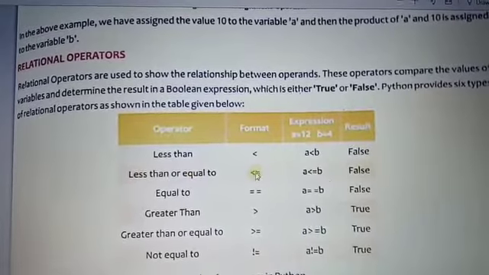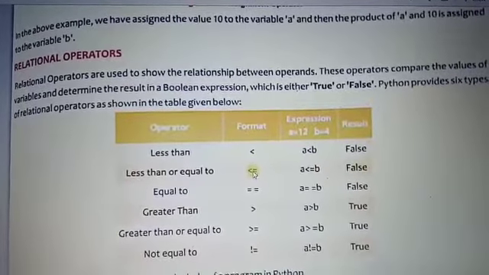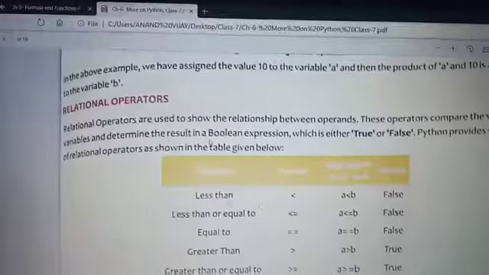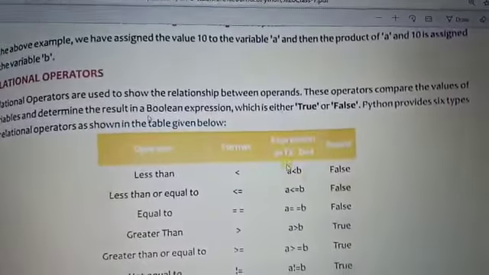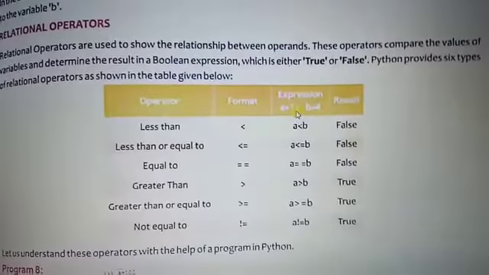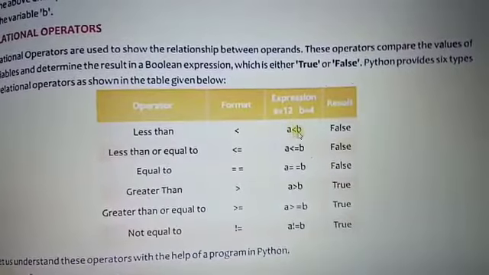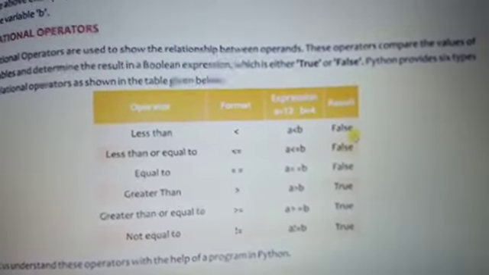Less than or equal to, there are two conditions defined here. First, the expression less than: A less than B. The current value of A is 12 and B is 4. Internally it is calculated as 12 less than 4, and the output is false.